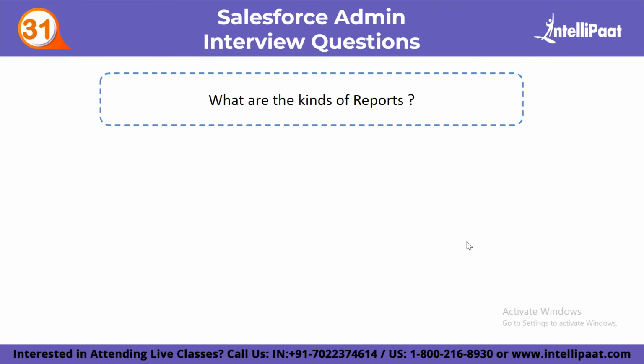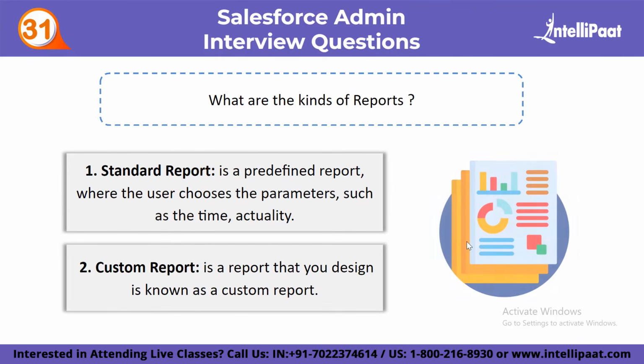Our next question is, what are the kinds of reports? And the answer is, a standard report is a predefined report where the user chooses the parameters such as the time, actuality, and the company to make the report for, but the report's content is fixed. A custom report is a report that you design. You specify how they should be shown and choose the dimensions and metrics like sessions, page views, and bounce rate. I hope you are clear with this answer. Now let's move forward and discuss the next question.